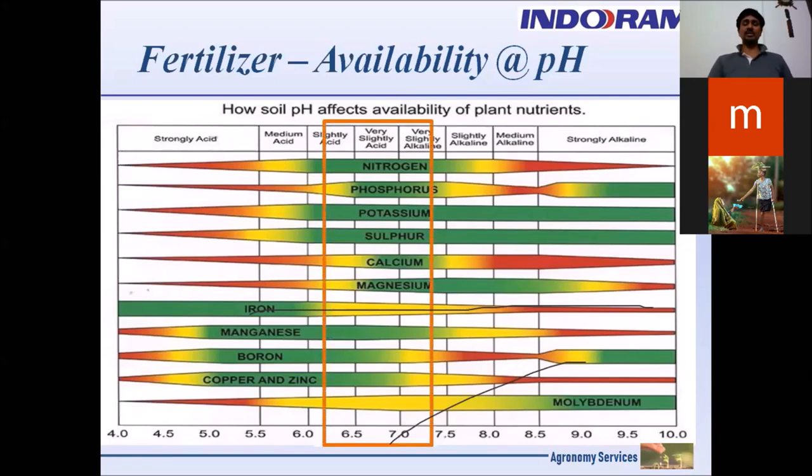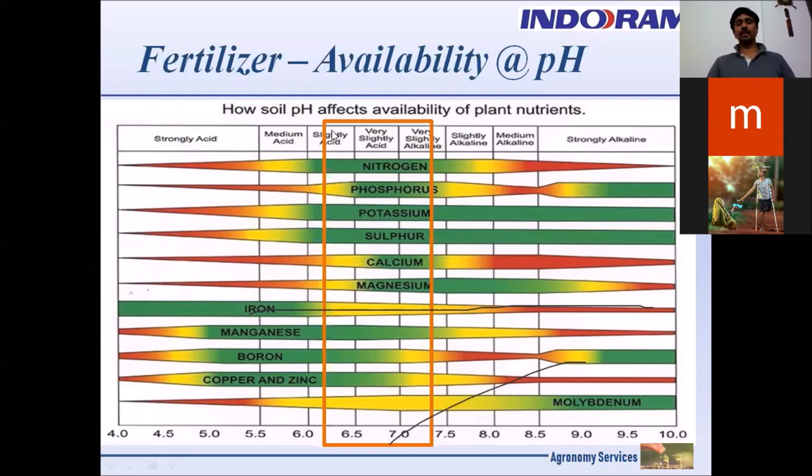So this is another thing which somehow impacts fertilizer availability. This is a chart of pH. You people know the pH. pH is the indication of acidity and alkalinity. So above 7, it is an alkaline soil. Below 7, it is an acidic soil.